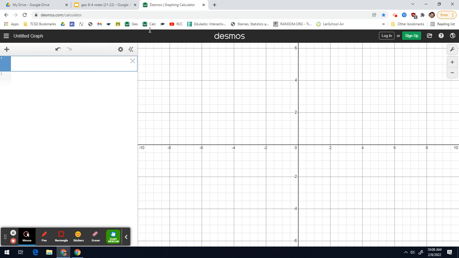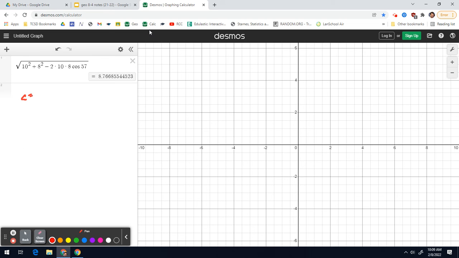Okay, so I'm going to do the square root. And now we're doing 10 squared plus 8 squared. All this is inside the square root. Minus 2 times 10 times 8 cosine of 57. And there's my length of A, 8.77. So A, which is also BC, which is the answer they want. So A is 8.77.